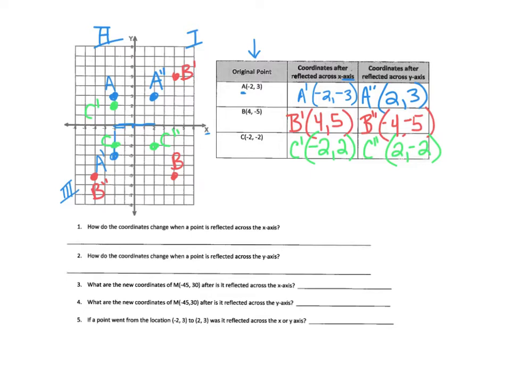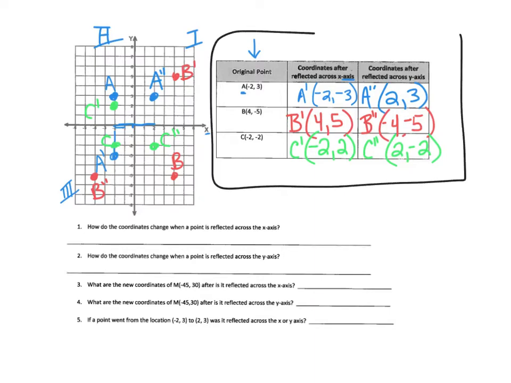If you need to pause the video, go ahead and do that. But now we're going to take a look at just the numbers, okay? So if we had the ordered pairs, but we didn't have a coordinate plane to graph these on, how could we determine if a point is reflected across the x-axis or the y-axis? Okay, and we can do that by just looking at our numbers.